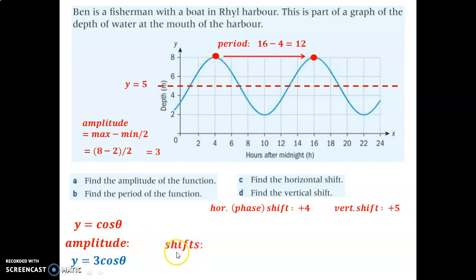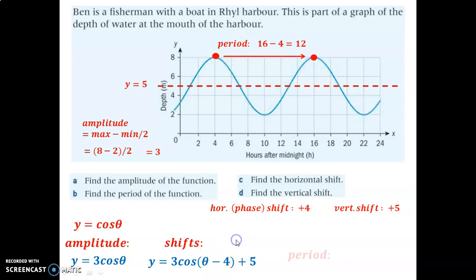Next step, let's take care of the shifts. That means the horizontal and the vertical. Put those both into the equation. What do you get? Well, here are our 2 shifts represented there. Here's our vertical shift, up 5 units, and here's our horizontal shift, right 4 units.